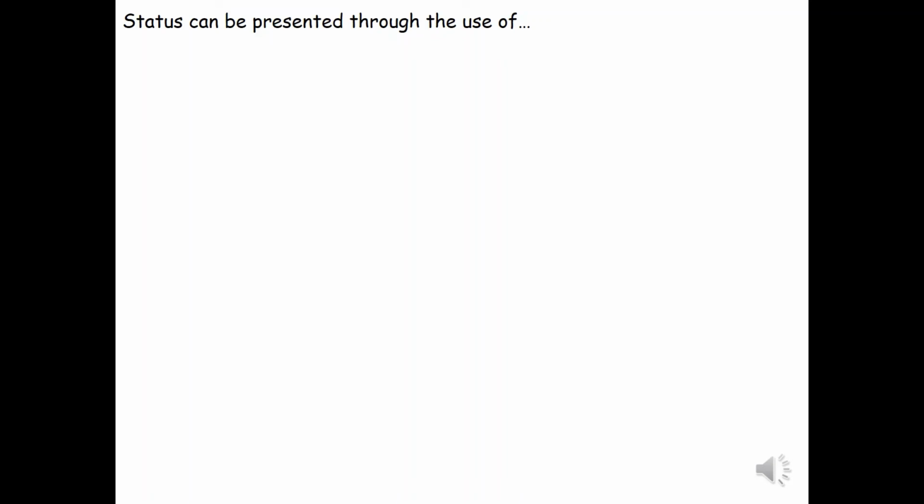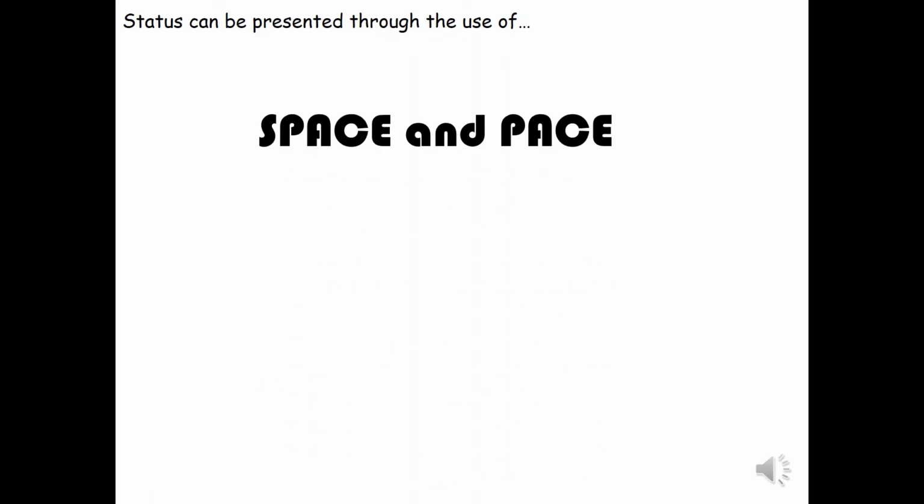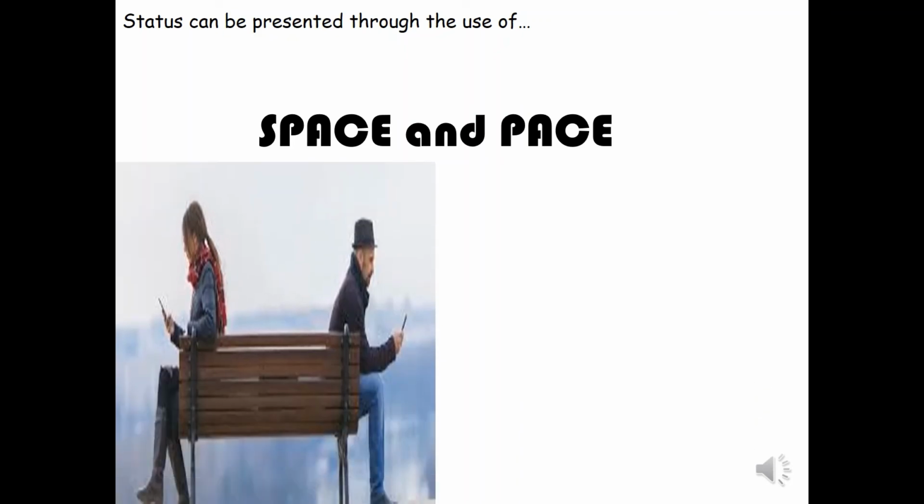Status can also be shown through space and pace. So here we have two characters who are sat on either side of a bench. Could this be because they don't know each other? Maybe they don't like each other because they have their backs to each other. Or maybe this is just two characters who are waiting for a bus and sat down looking at their phones as they wait. This is where proxemics comes in. Now proxemics, like status, identifies the relationship between characters. You could also argue that they also have equal status because they're both on the same level.